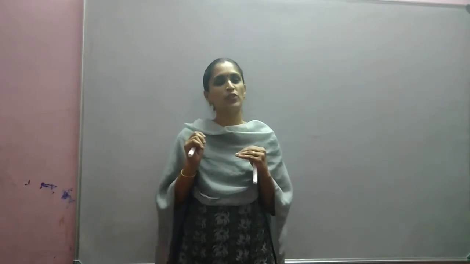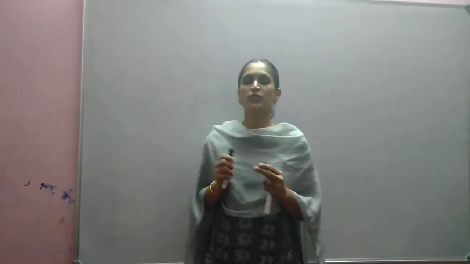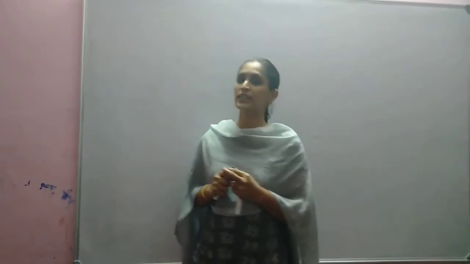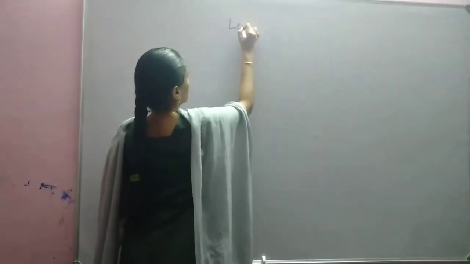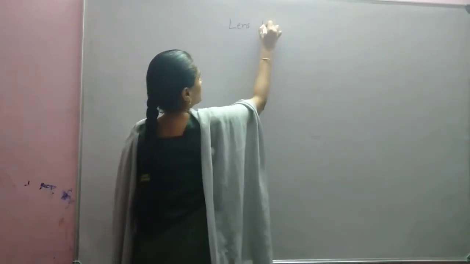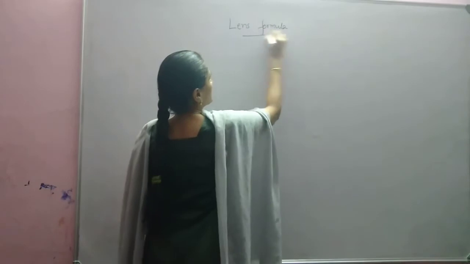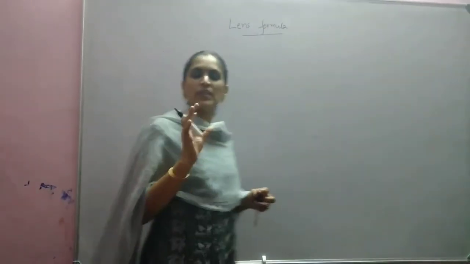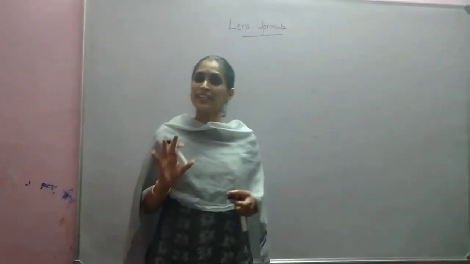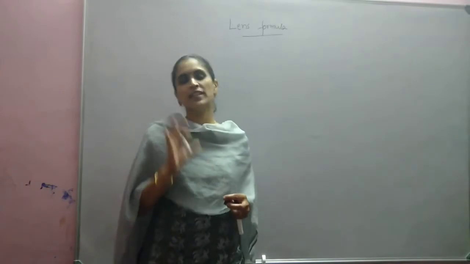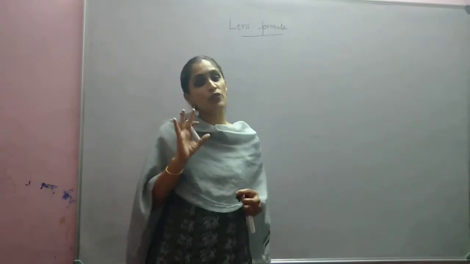Today in this video we will discuss the lens formula and the expression for power, or what is meant by the power of a lens. First of all, we will discuss what is meant by the lens formula. The lens formula is similar to the mirror formula, which gives a relation between object distance, image distance and focal length.